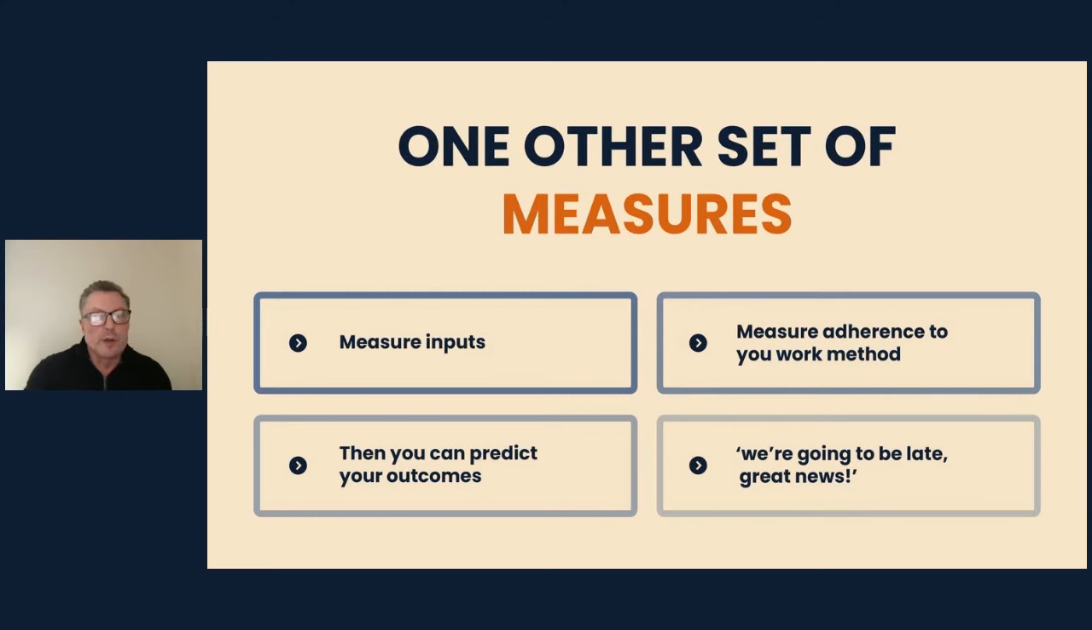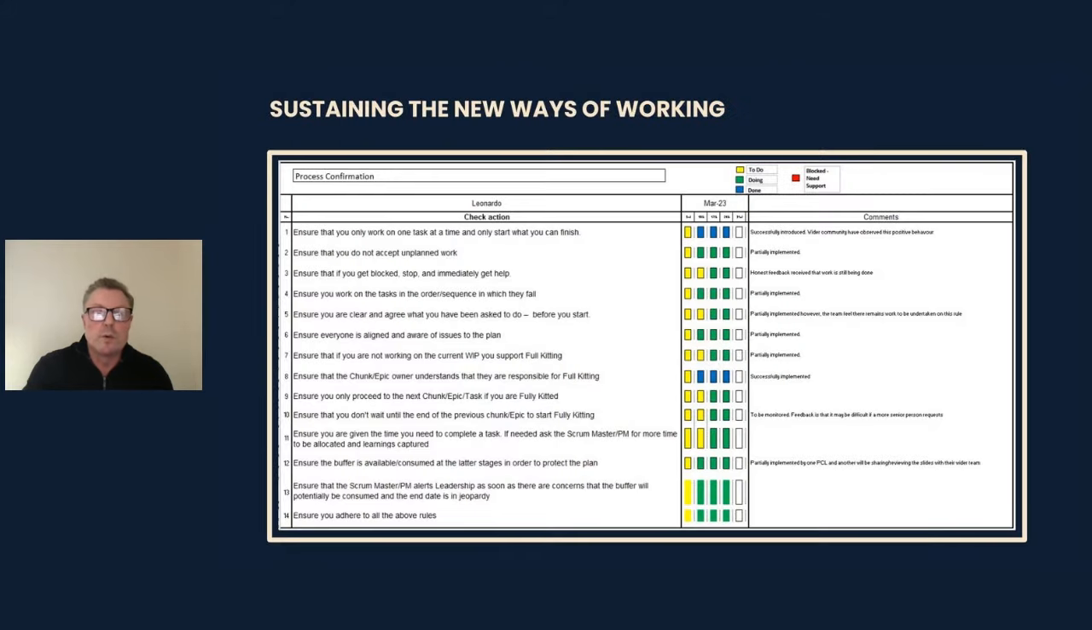So what we started to put in place for leaders was this, which is process confirmation, a way of sustaining the new ways of working. This is a way for a leader to be extremely helpful to their team. Because if somebody doesn't actually follow the way of working that you believe is the right way of working for the customer, for them, and for the organization, then there's only 4 reasons for that.